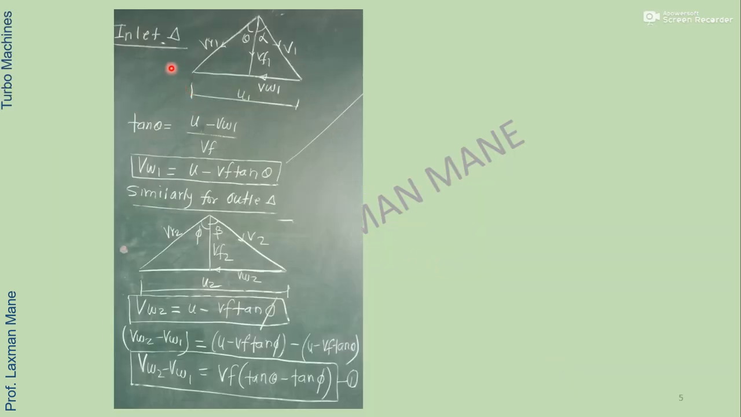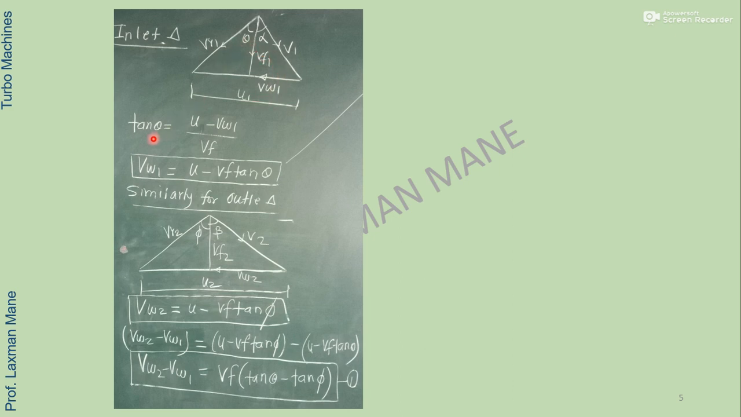So from the inlet velocity triangle, you can see that this is the base of the triangle, that is blade velocity U. This is the left side VR1, this is the right hand side V1, this is the vertical side, that is VF1. Angles are theta and alpha. Now in this triangle we take VF1 as VF and U1 as U.